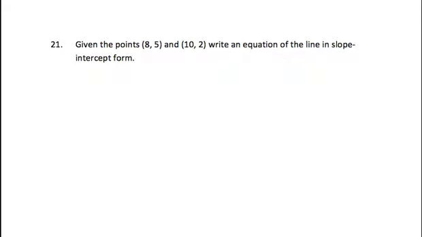Okay, question 21. Given the points (8, 5) and (10, 2), write an equation of the line that goes through these points, basically. And we want to write this equation in slope-intercept form. All right, so if we want to write this in slope-intercept form, we need two pieces of information. We need the slope, and we need the y-intercept. Let's start with the slope.